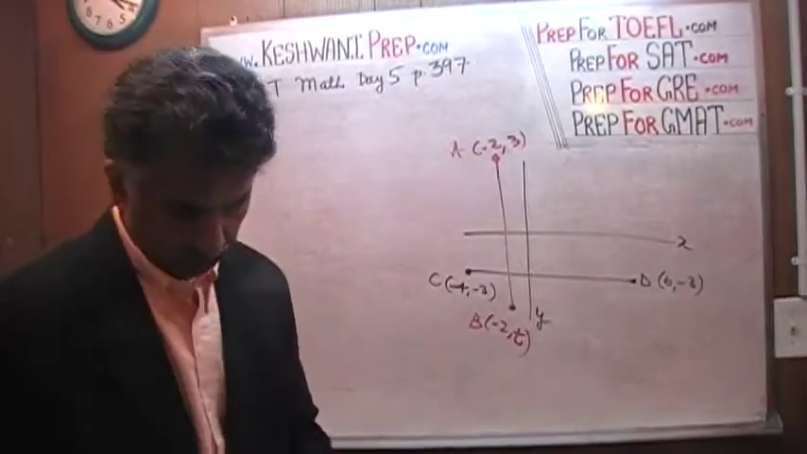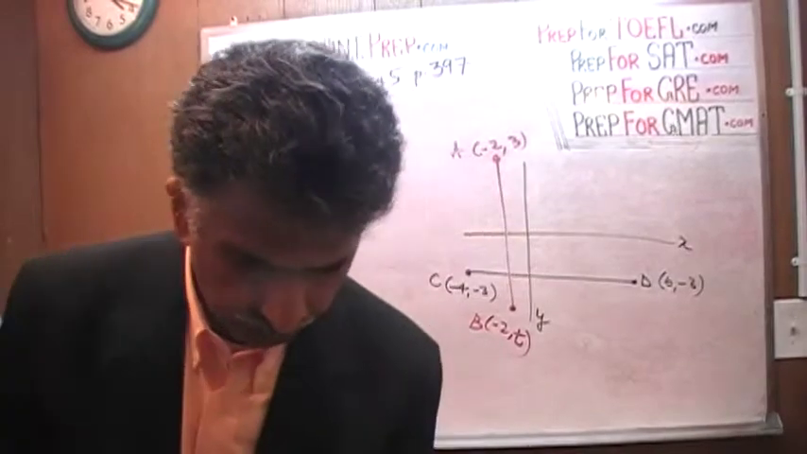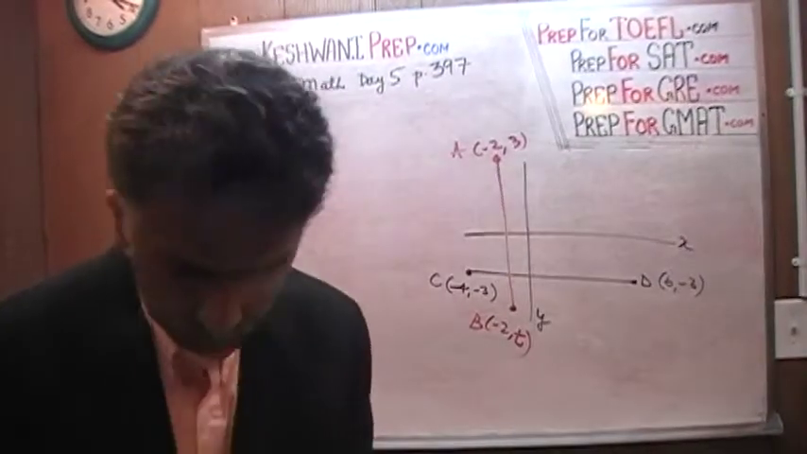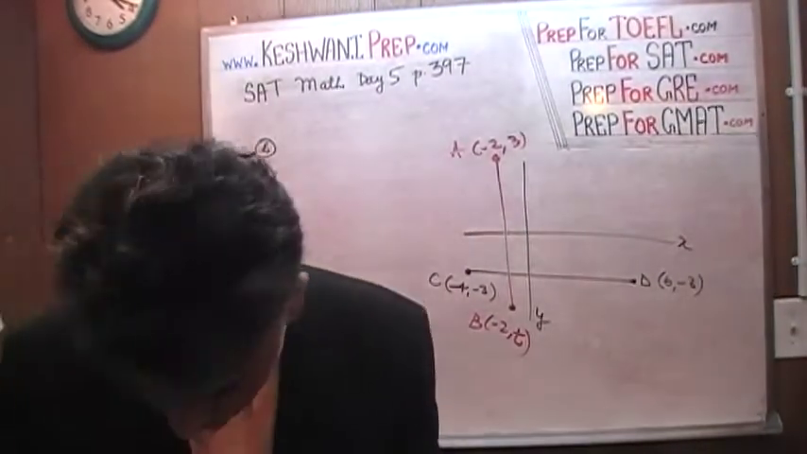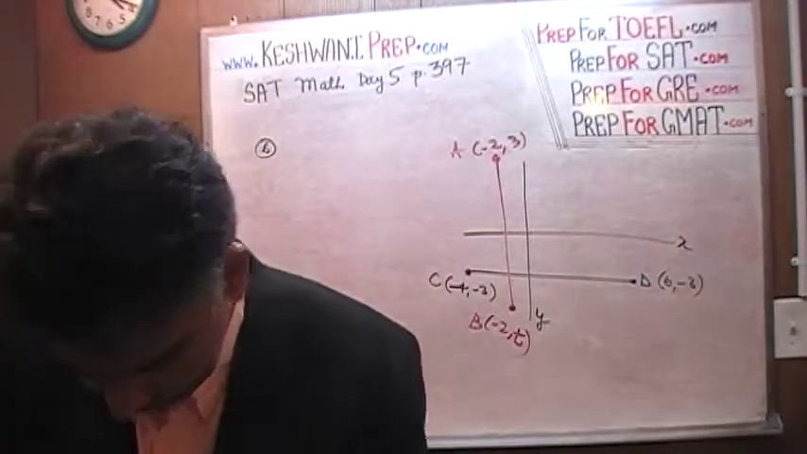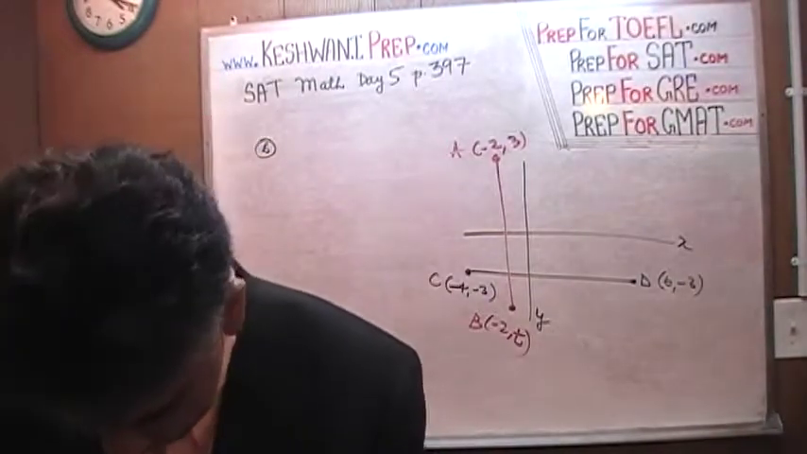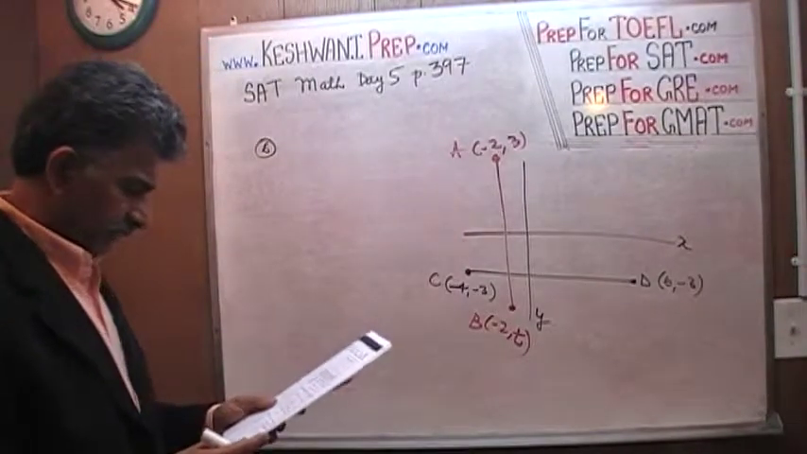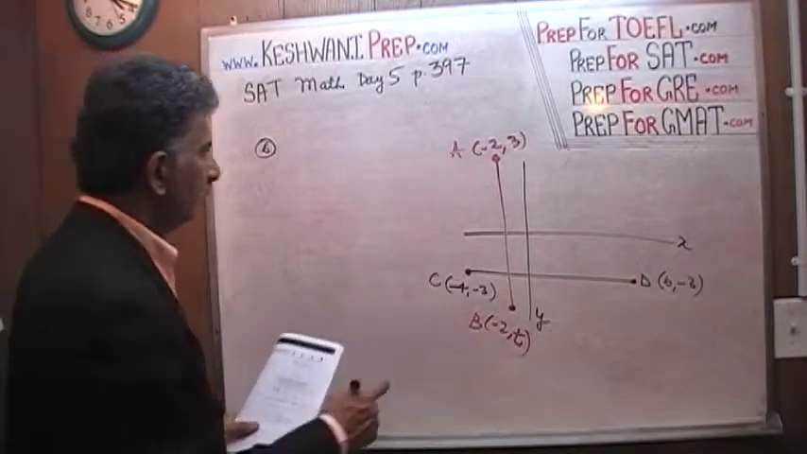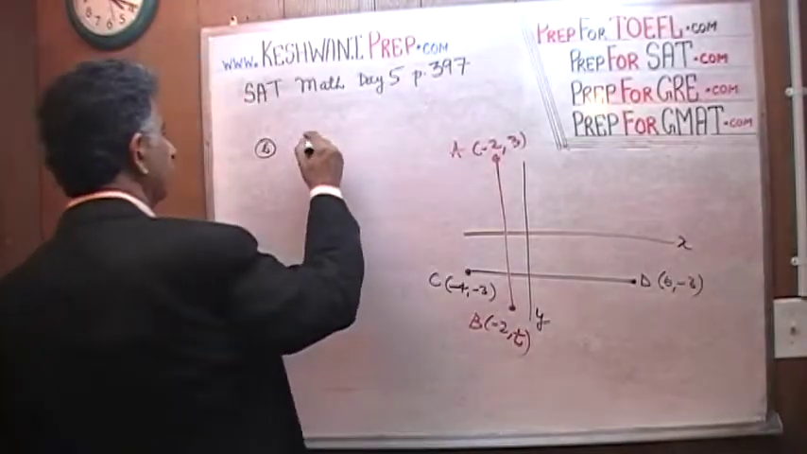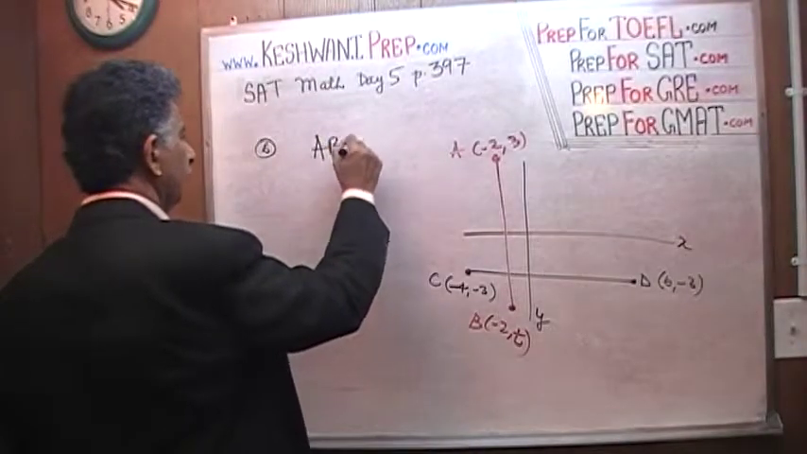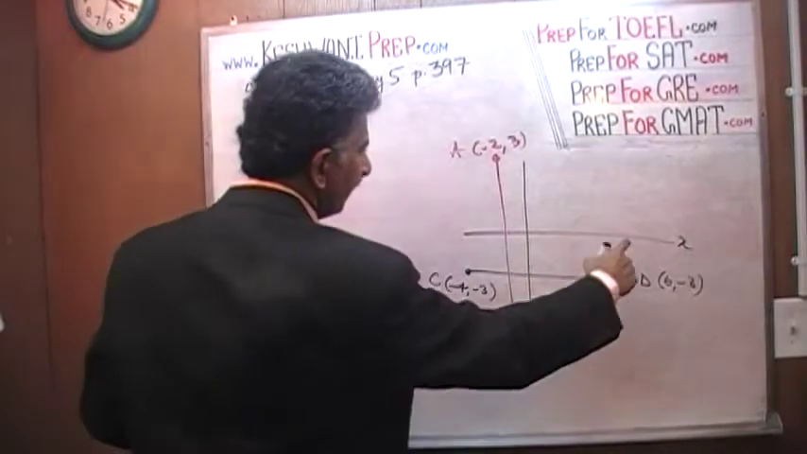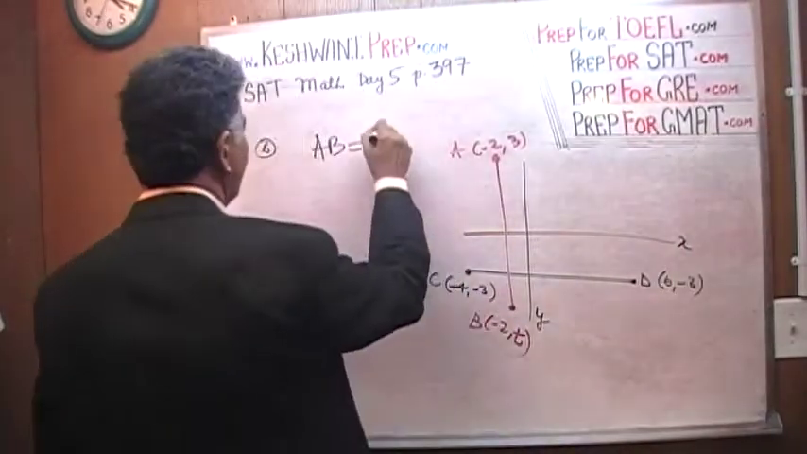What is the question asking? What's the value of T? That's all they want. Well, they must tell us something else. In the picture above, AB equals CD. Oh, there you go. The distance from A to B is the same as this distance C to D. Well, that helps a lot.